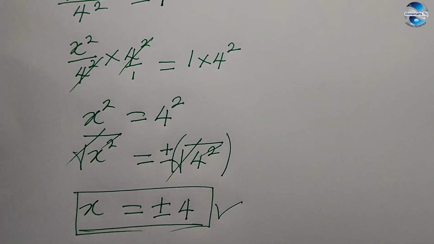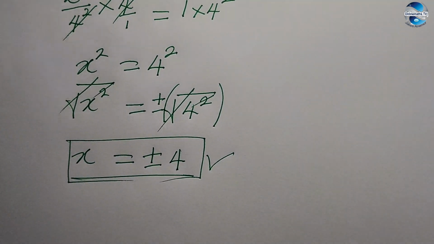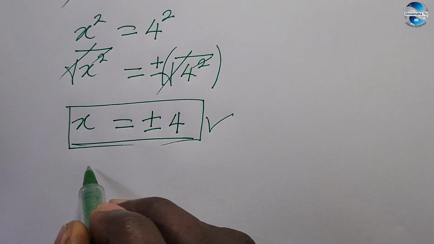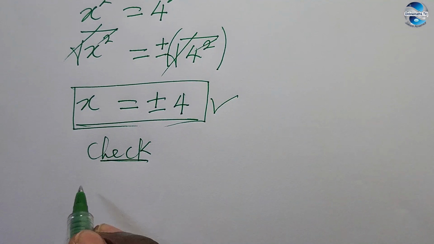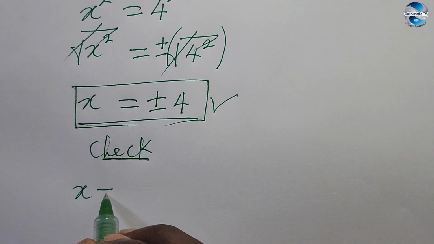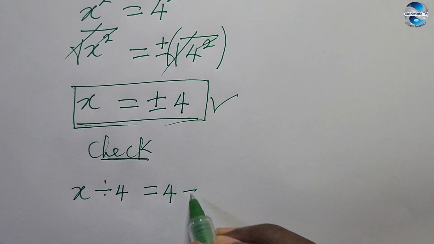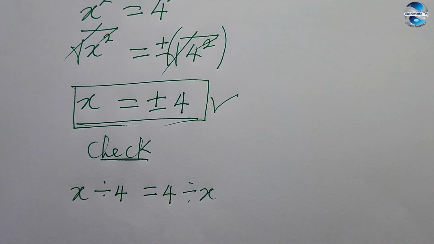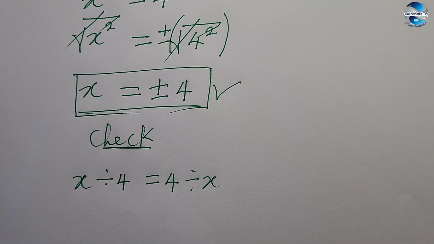But let's just do a simple check for clarity's sake. Let's take our check. We have x divided by 4 equal to 4 divided by x. We have x1 and x2. So when x is equal to positive 4, what will be the expression?